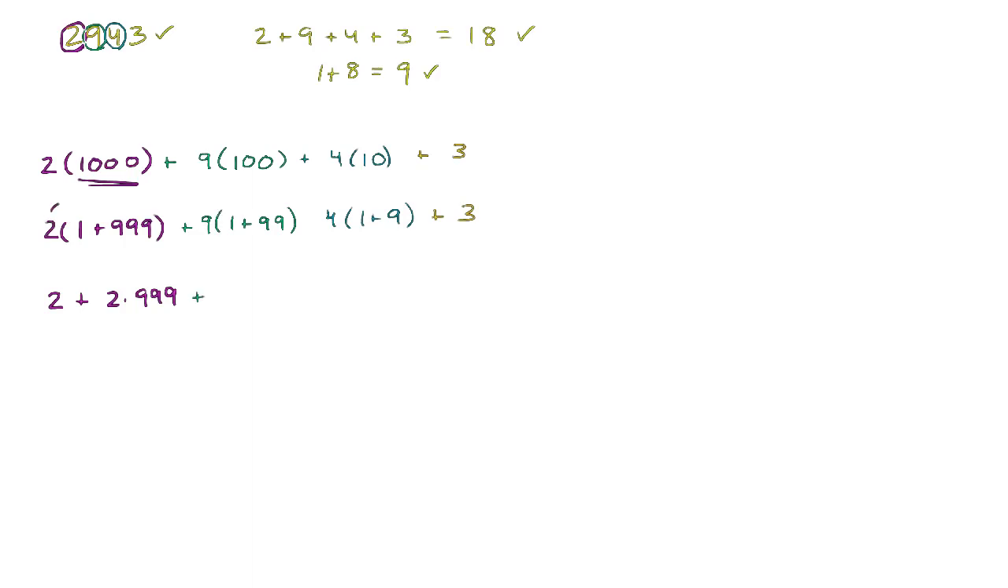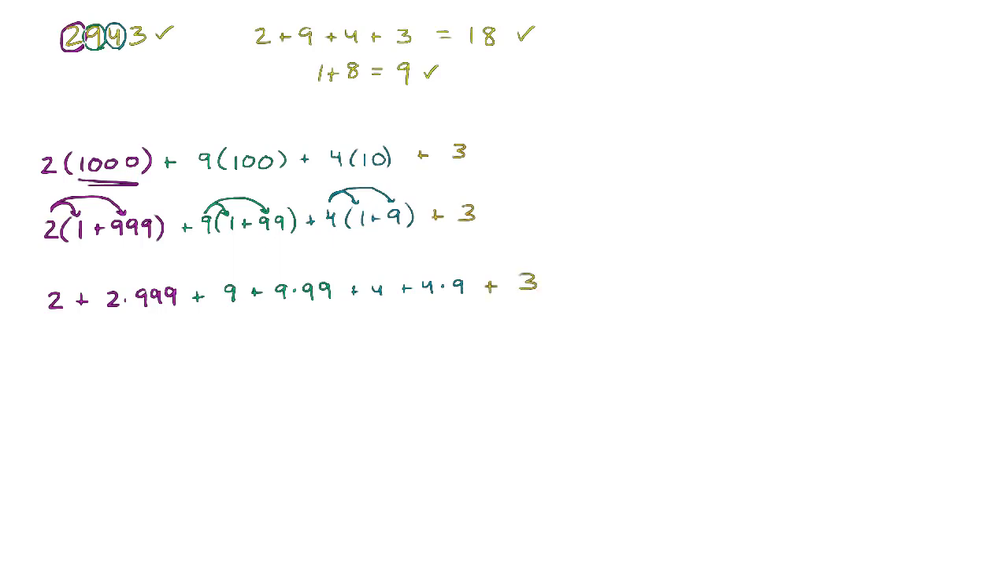Just to be clear what I'm doing, I'm distributing the 2 over the first two terms in the parentheses. Then the 9 I'm going to distribute again. So it's going to be 9 times 1, plus 9 times 99. And then over here, I forgot the plus sign right over here, I'm going to distribute the 4 times 1, so plus 4, and then 4 times 9, so plus 4 times 9. And then finally I have this plus 3 right over here.